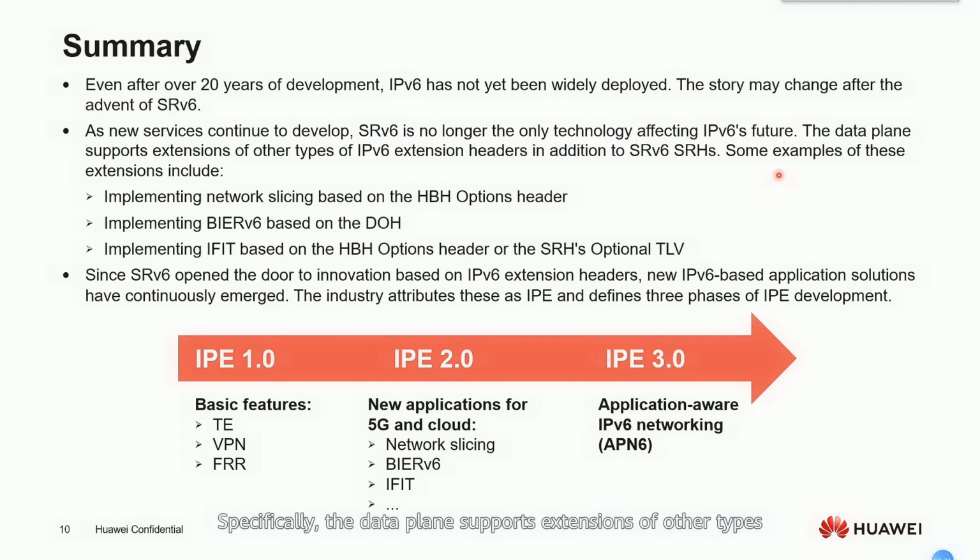Specifically, the data plane supports extensions of other types of IPv6 extension headers in addition to SRv6 SRHs. As we've just talked about a few applications: network slicing implemented based on the HBH options header, BIERv6 implemented based on the DOH, and IFIT implemented based on the HBH options header or SRH. The industry defined these as IPv6+ and its 3 development phases, which were expected to support new services through network programming, revealing the characteristics of the new era of IP networks better.